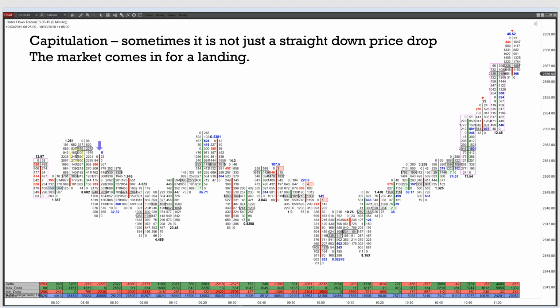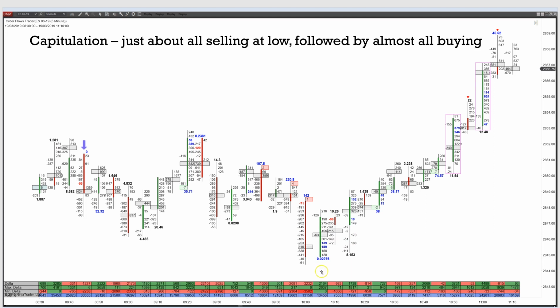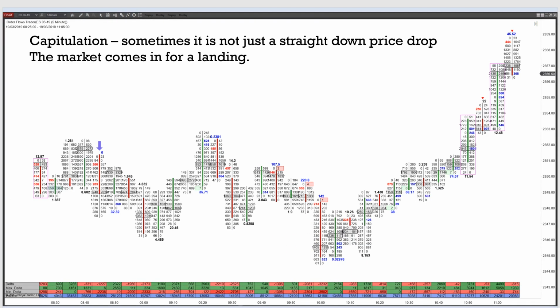And again, I prefer a straight down price drop, dramatic. This is a market that's just sort of coming in for a landing, like an airplane coming in for a landing. Airplanes don't just drop at 45 degrees in for a landing. They sort of just glide right in before taking off. It is bullish. I'll give it that much, just based off of what you're seeing in here with the deltas. But I wouldn't consider that necessarily capitulation.